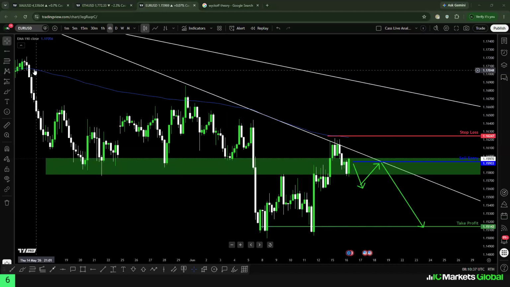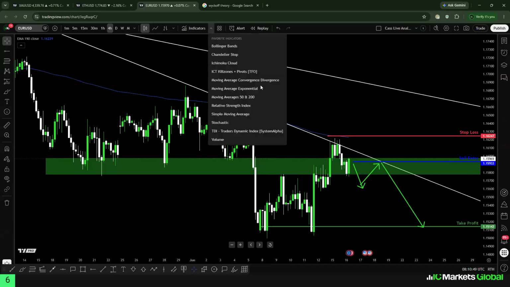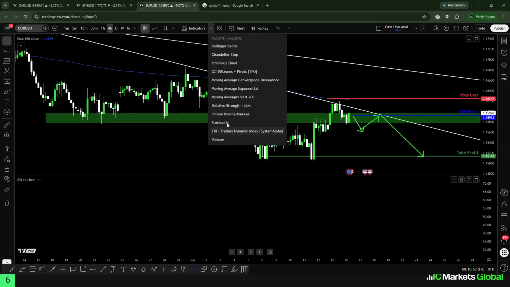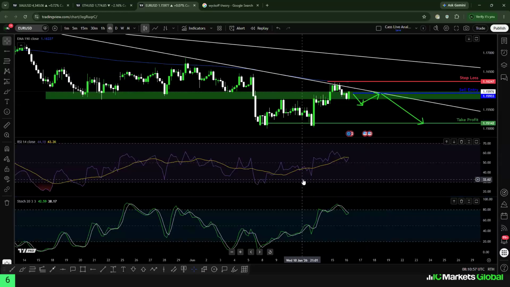Okay, what else do I need? Stochastics and RSI. So we've done this. There are no chart patterns. Death and golden crosses don't really work. Natural moving averages, it's okay. Let's pull out stochastics and RSI. What am I looking out for with stochastics and RSI? It's basically a divergence. I'm looking for a divergence.